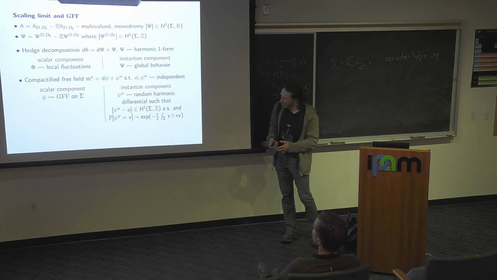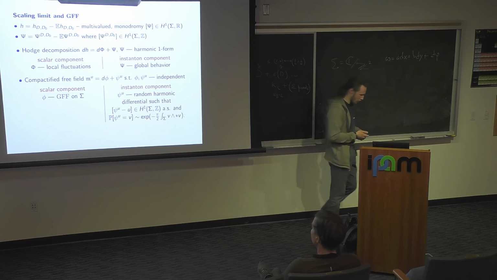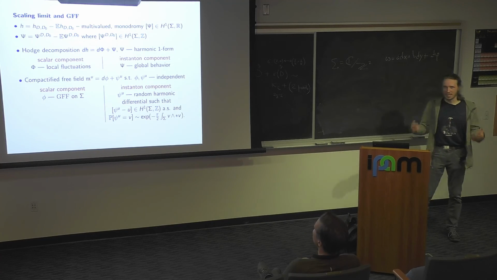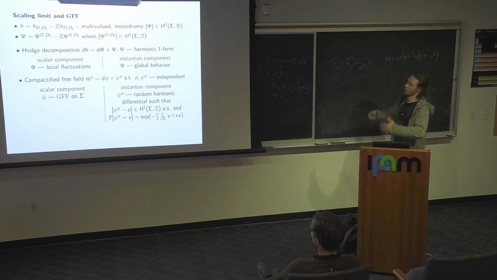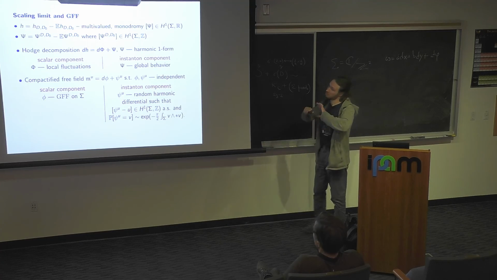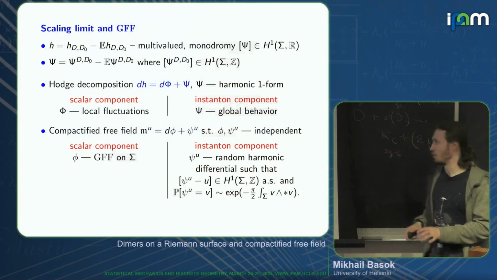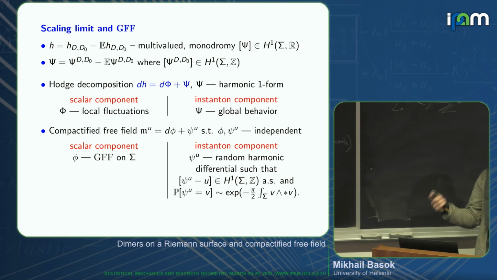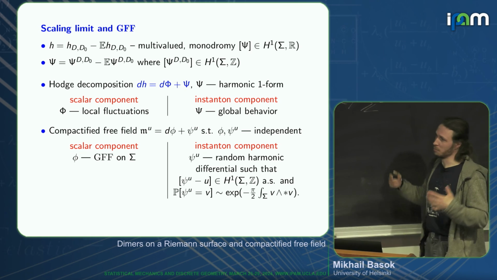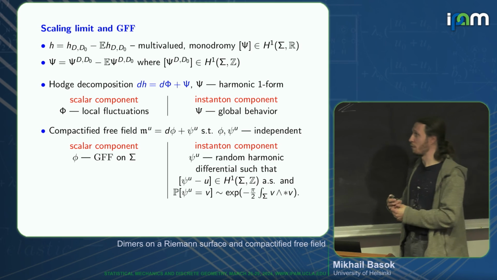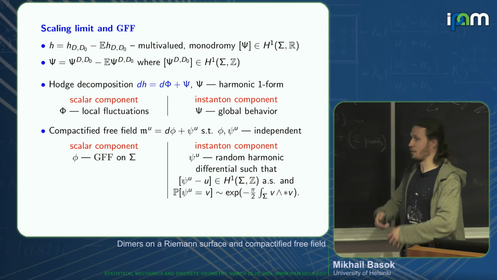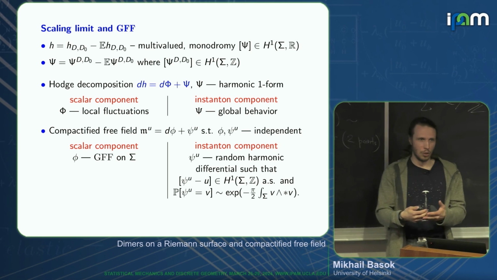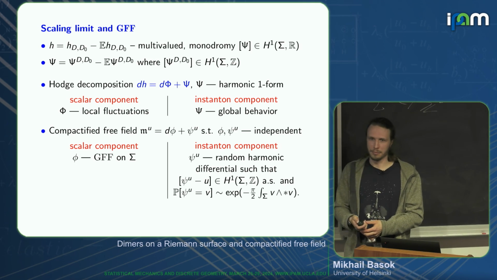So here is the main setup that we want to understand. We have a multiply connected Riemann surface, so a non-trivial Riemann surface. We have a sequence of graphs which approximate it in a certain sense. We look at the sequence of height fluctuations on it, and we want to prove that it converges to the compactified free field.